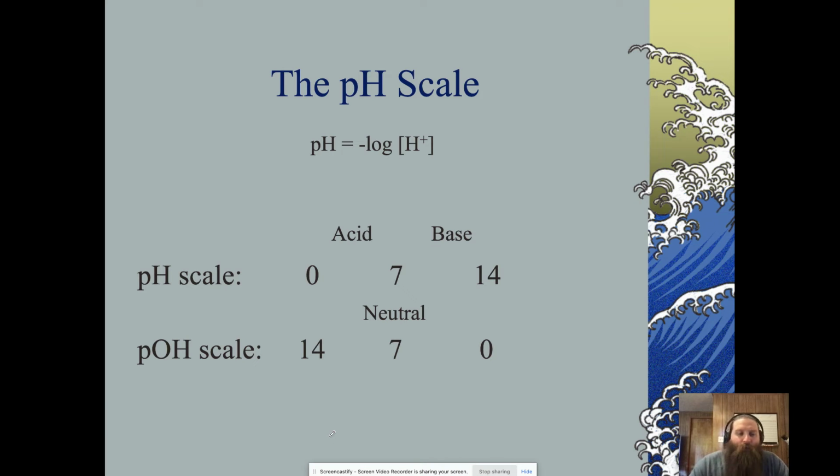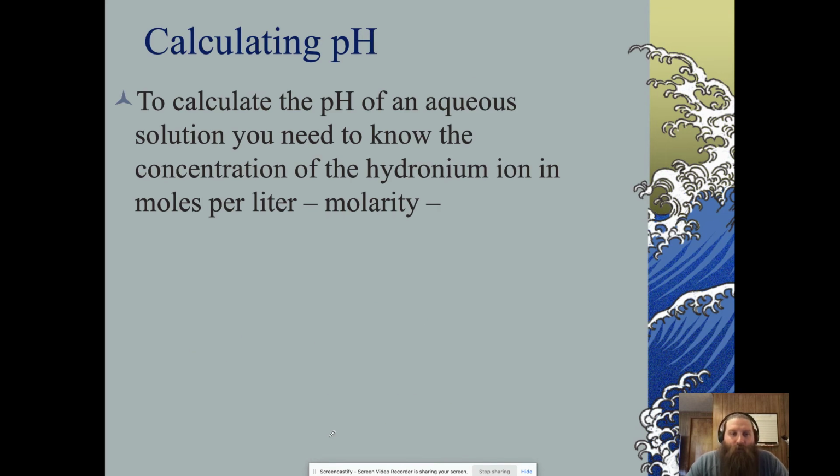Now, something cool about the pH and the pOH scale that we could use is this fact: pH plus pOH equals 14. So if someone gives you the pH in a problem, you can find the pOH by just doing 14 minus pH. If you know the pOH, you can find the pH, right? 14 minus pOH is going to give you the pH because they have to add together to get 14. So there we go. Let's calculate some pH.